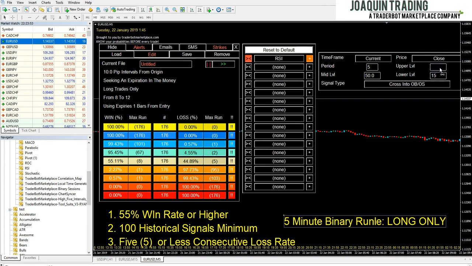We're probably gonna screw it up. We're gonna do about an 86. Wait, we're doing long only, so we're gonna do 86 and 14. Let's see if it helps or hurts this. 55.11 and 76. It hurt it.